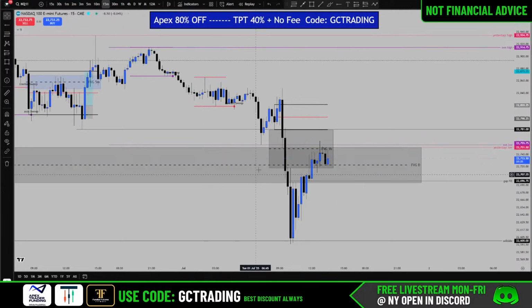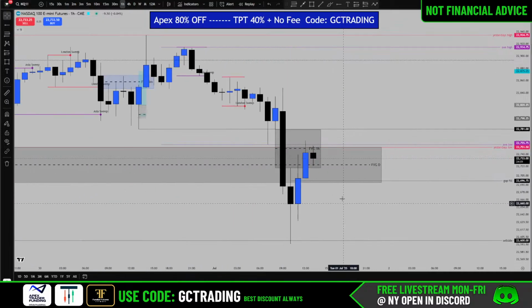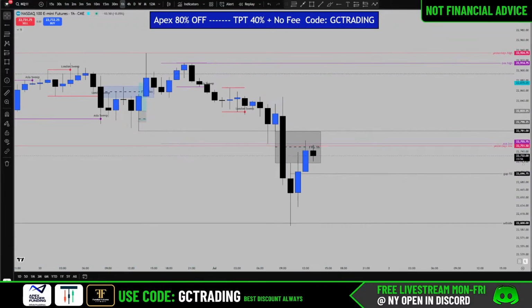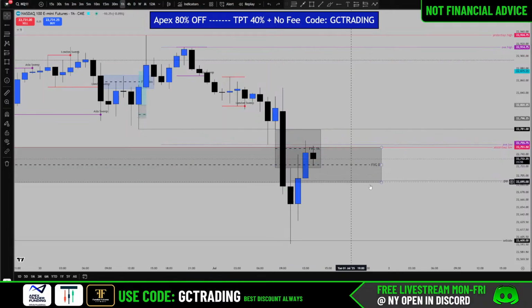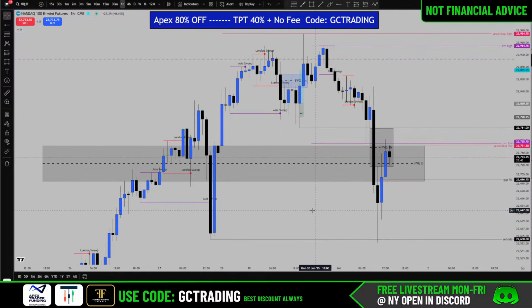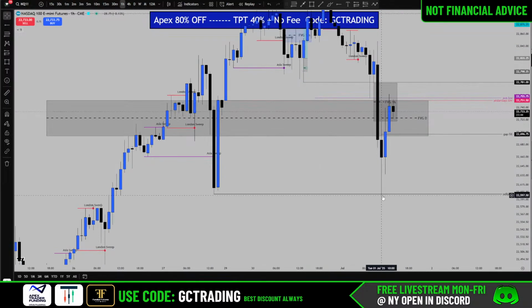NQ is pulling up into this hourly gap. You can see we are rejecting the CE. If I delete this for a second, you can see we're pulling up into this gap, so we've got to inverse this. We want to see an inversion of that. If we're just going to hold this and start pushing back down, then we'll probably just look for low of day.